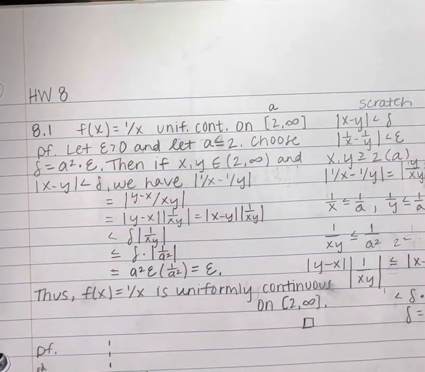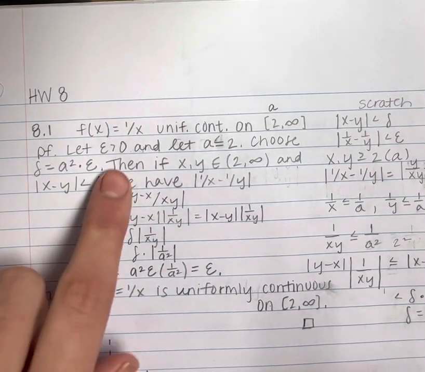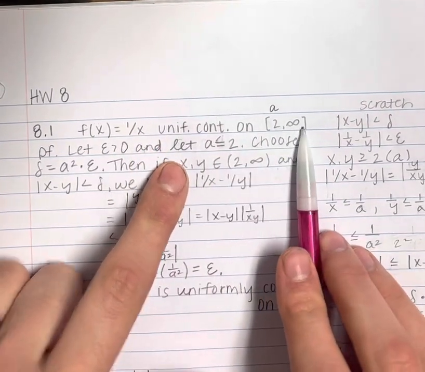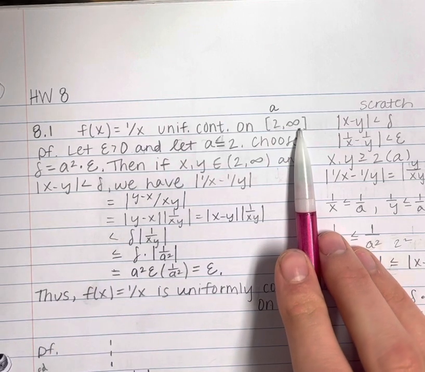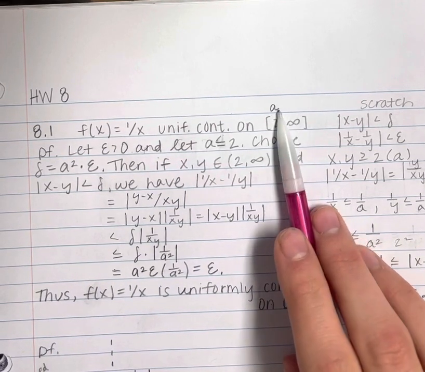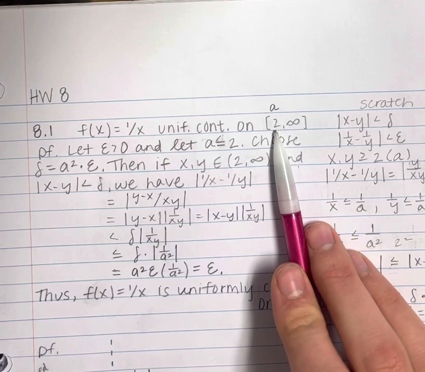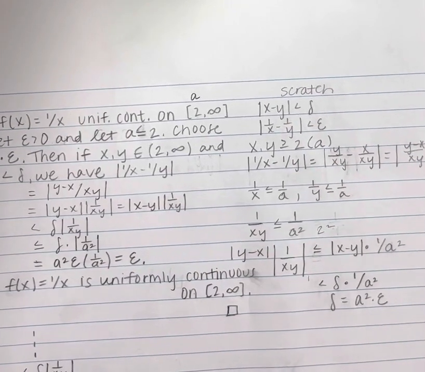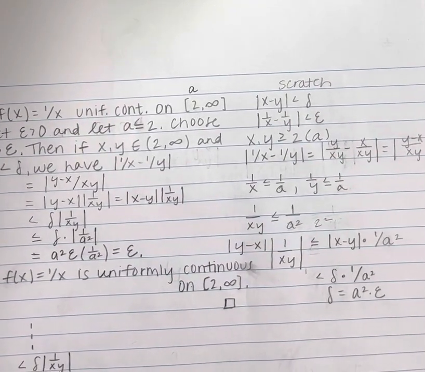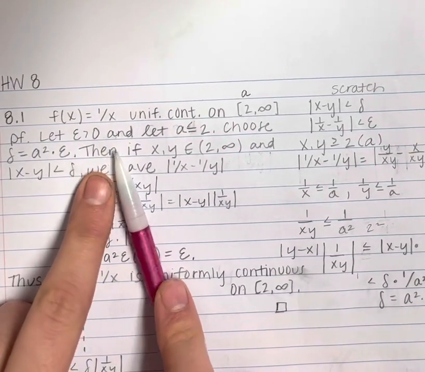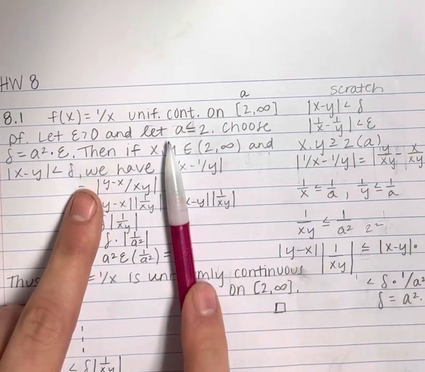Okay, for 8.1, we're trying to see if f of x equals 1 over x is uniformly continuous on 2 to infinity. Now, based on other examples in class, I'm going to put a in for the 2 to make it a little bit more understandable for now. We're going to let epsilon be greater than 0. We're going to plug in the a there, as we said.